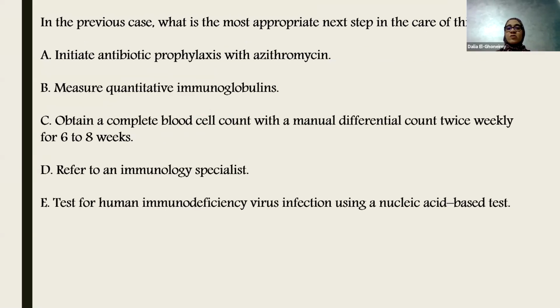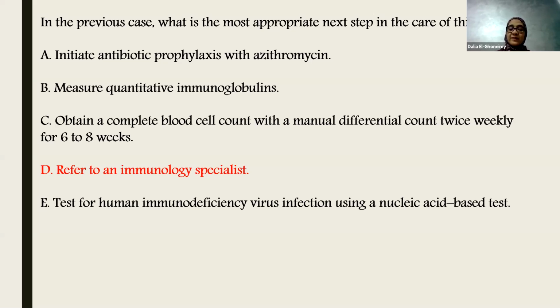So in the previous case, which test is the most appropriate to be done for this patient to diagnose him as DiGeorge? Would you initiate antibiotic prophylaxis with azithromycin, measure quantitative immunoglobulins, obtain a complete blood cell count with a manual differential count twice weekly for 6 to 8 weeks, refer to an immunology specialist, or test for human immunodeficiency virus infection? The correct answer is refer to an immunologist specialist.